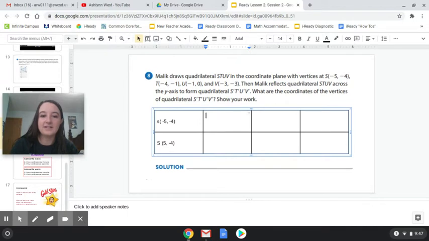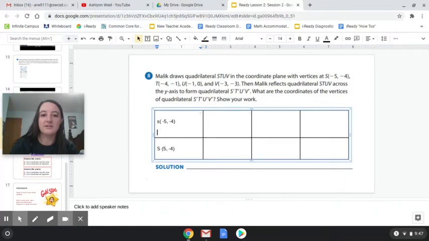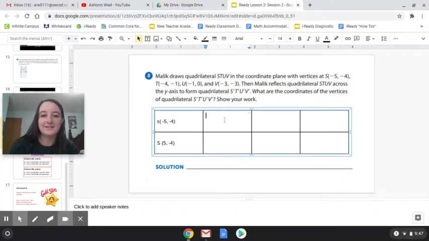Here we have T, which is at (-4, -1). If we want to make the new T, so T prime, that's going to become the opposite of -4, so +4, and then we keep our y value the same. So remember, these are all for the new figure, so they're all prime.